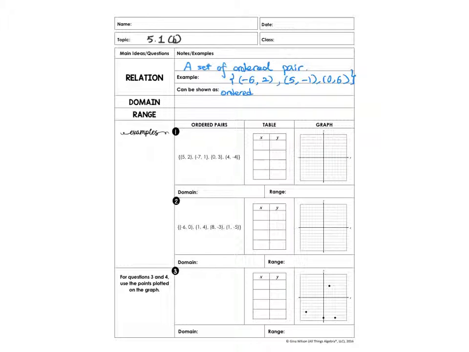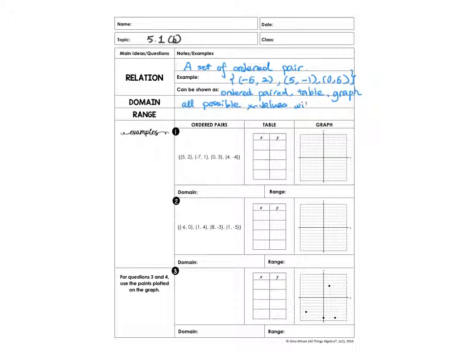There are different ways to show this relation. It can be ordered pairs, like what it was upstairs in the definition. It can be a table, and it can be a graph. So 3 ways to explain it. And you need to understand the domain. Domain is all possible x values. That's the definition of domain.